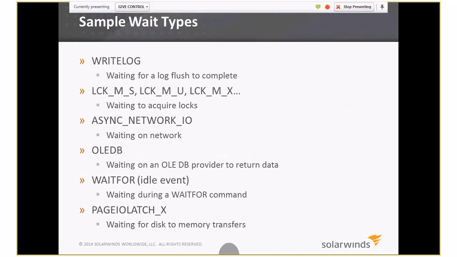OLEDB is another wait type. If you have an OLEDB provider, such as maybe you're sending mail out of SQL Server, or you've got a linked server, you might wait on an OLEDB wait. And then WAITFOR is an idle event. Now, developers in here, have you ever used WAITFOR? You can wait for a few seconds or a few minutes or whatever. That's one that you can program. It's an idle event. You probably don't want to look for it because it just tells everybody to wait. And then there's PAGEIOLATCH, and there are a number of these. There's exclusive, there's shared, and all that. But it's waiting for disk to memory transfers. So those are just some of the examples, but remember there are 771 of these. A lot of times, though, you'll see the common ones trickle up to being the top in any instance that you're running.